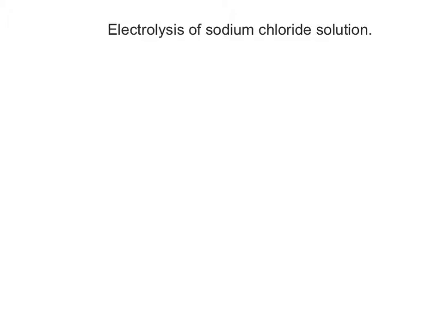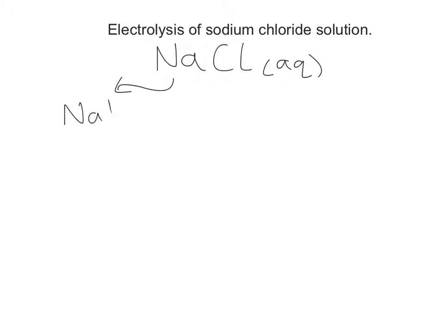Electrolysis of sodium chloride solution is one of the examples that you need to be aware of. Formula of sodium chloride is NaCl. Because it's solution, it will be aqueous. This will mean you will have sodium ions and you will have chloride ions, but because it's aqueous, you will also have hydrogen ions and hydroxide ions.